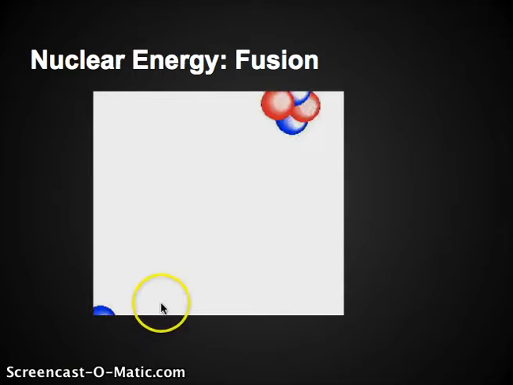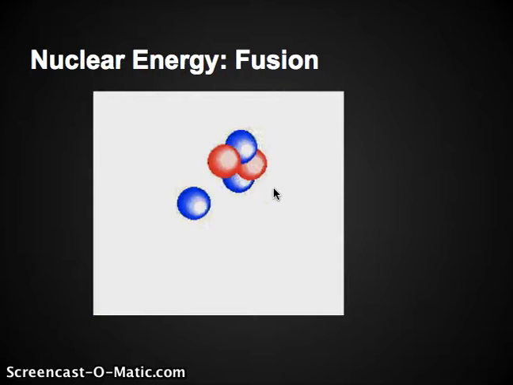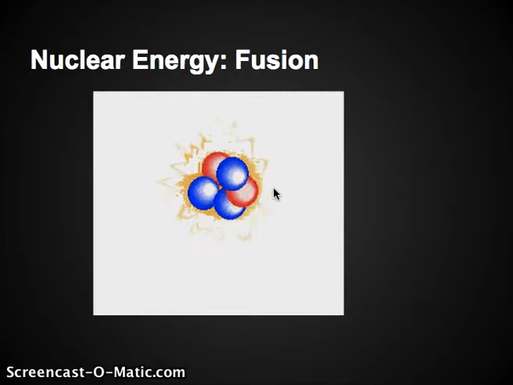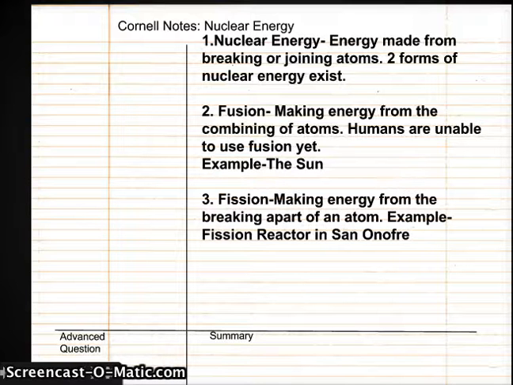So just to refresh your memory, this is fusion, when atoms come together, like hydrogen and helium, and they're crushed together by great gravitational forces, and then new atoms are made, and then energy is released. The next one is fission. And fission is when you make energy from the breaking apart of atoms. We do have the technology to do that right now.